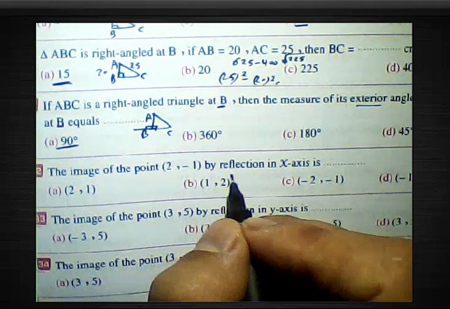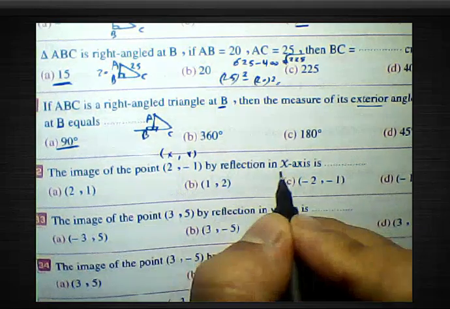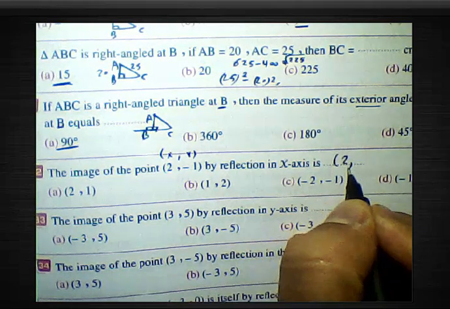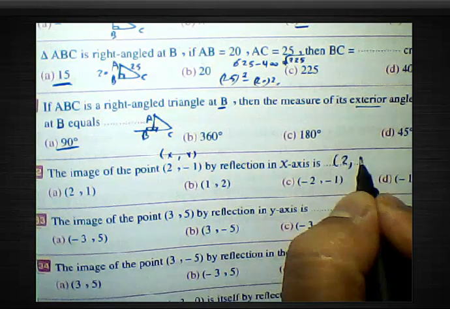The image of the point by reflection in the x-axis equals, we know x and y. It's the ordered pair of the point. Reflect in the x-axis: put x here, don't change x, and change the sign of y. It will be 1, 2, and 1.